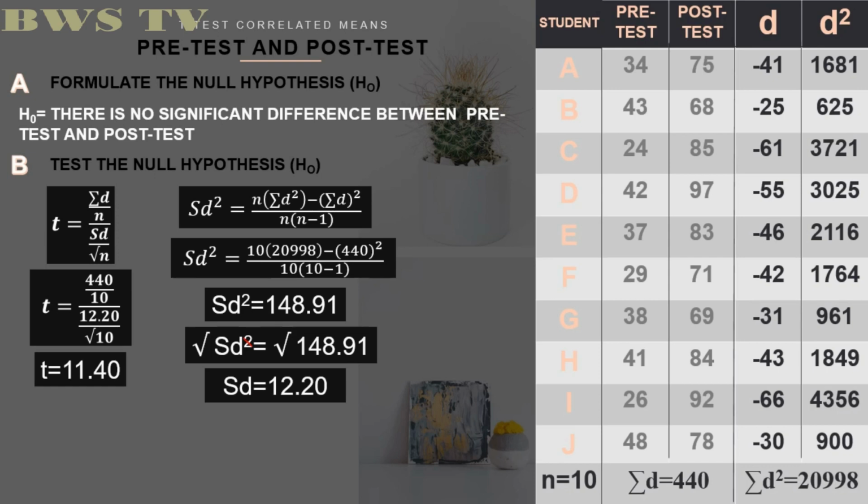The last step in testing the null hypothesis is getting the tabular value. Before we get the tabular value, we need to solve for the degree of freedom. The df is equals to the n minus 1, so it becomes 10 minus 1. The degree of freedom is 9.